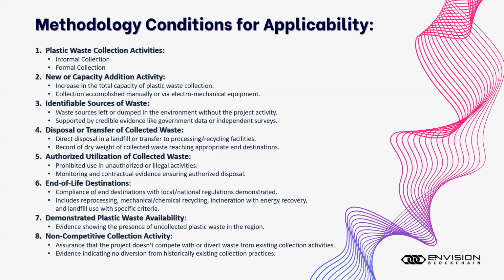Six, end-of-life destinations: compliance of end destinations with local or national regulations should be demonstrated. This includes reprocessing, mechanical or chemical recycling, incineration with energy recovery, and landfill use with specific criteria. Seven is demonstration of plastic waste availability, so evidence showing the presence of uncollected plastic waste in the region. And finally, non-competitive collection activities, so assurance that the project doesn't compete with or divert waste from existing collection activities, and evidence indicating no diversion from historically existing collection practices should be included.